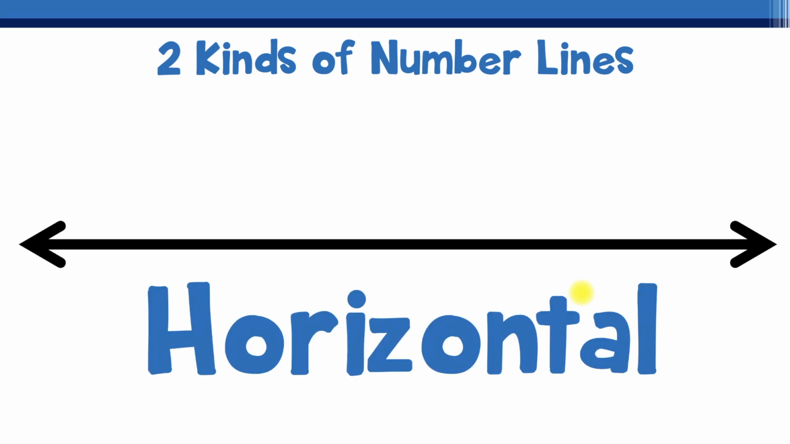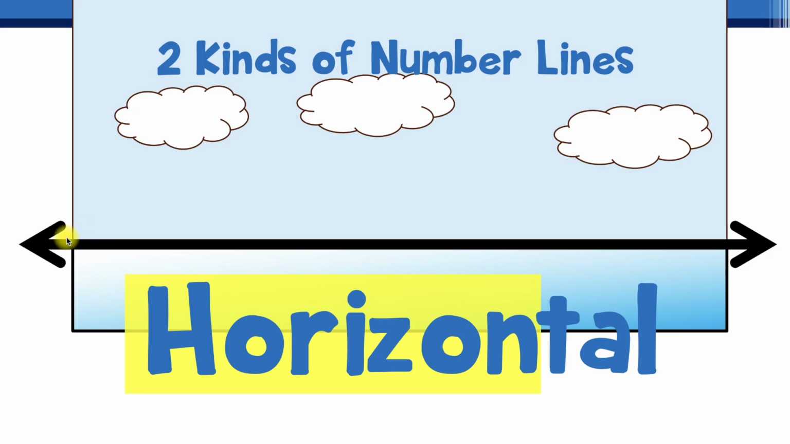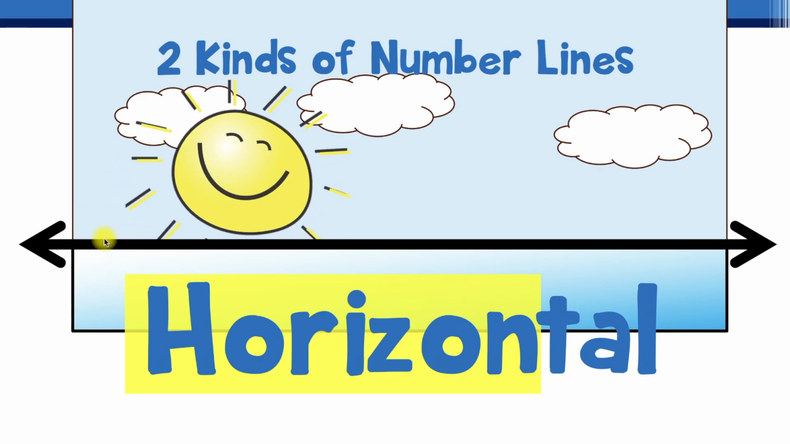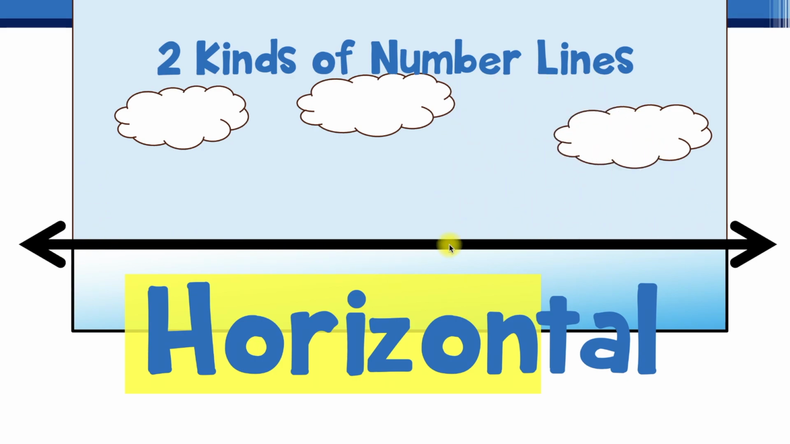One way to remember that this is a horizontal number line is this word horizon. If you've ever been to the beach and you're standing on the sand looking at where the water meets the sky, that straight line across where the sun rises and the sun sets, that straight line from left to right, is called the horizon. And that's why a line going straight across is called the horizontal number line.